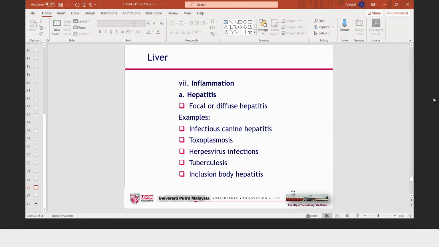herpes virus infection, tuberculosis, and the last one, inclusion body hepatitis. This inclusion body hepatitis is also caused by adenovirus. But IBH is in chicken, while ICH is in dogs, the canine. But IBH is in the poultry.